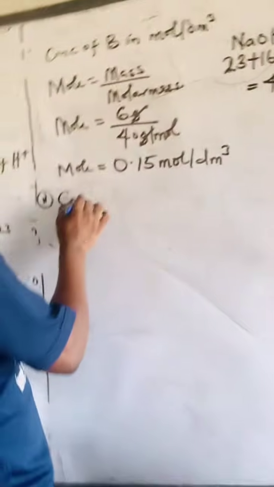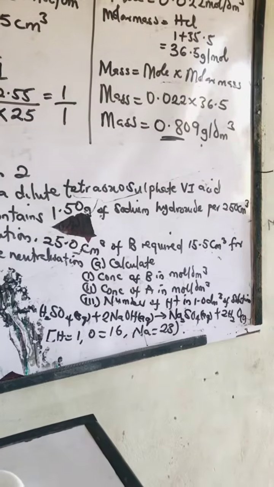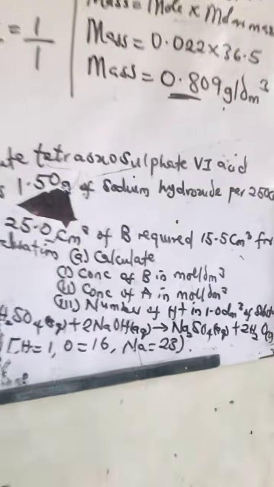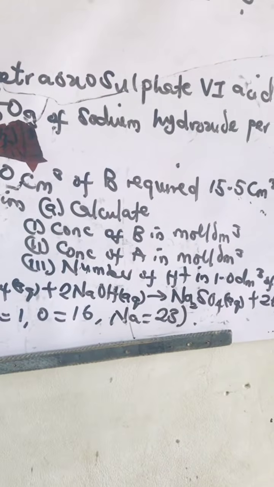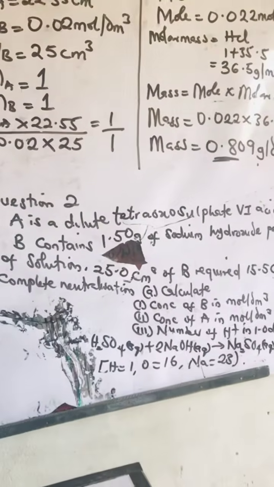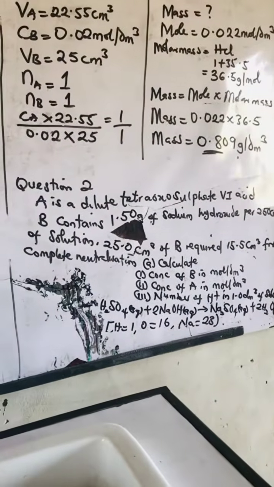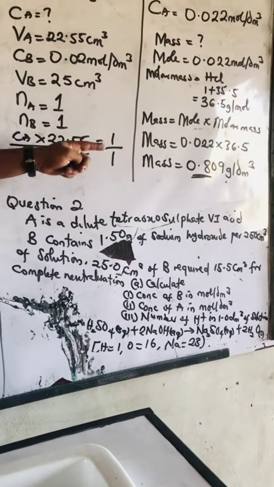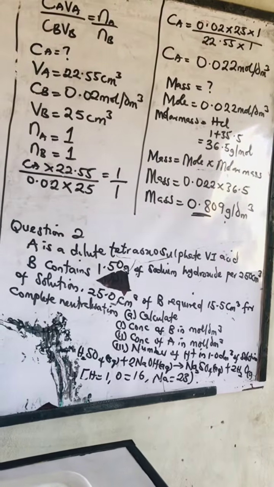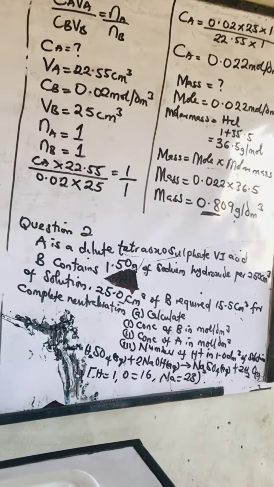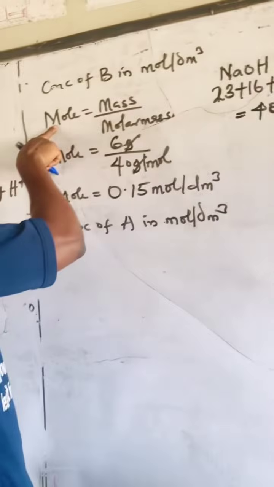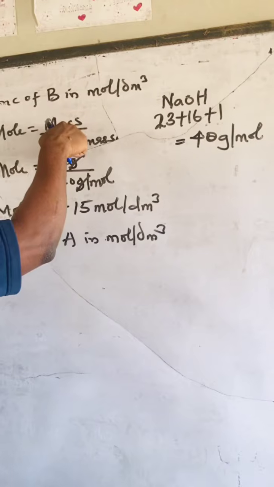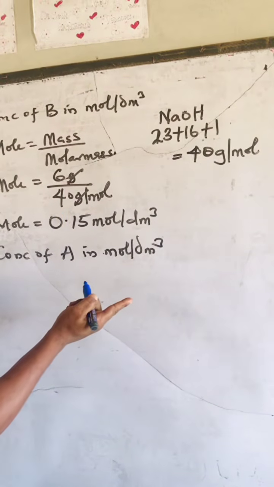Then we have the next one, number 2: concentration of A in mole per dm cube again. We move to the question. A is a dilute tetraoxosulfate 6 acid. We are not given the mass of A. In fact, the atomic masses of sulfur and the like are not given, which means we cannot use mass over molar mass. We are looking for the mole and we don't have the mass. We cannot look for 2 unknowns at the same time. So we are using this again.